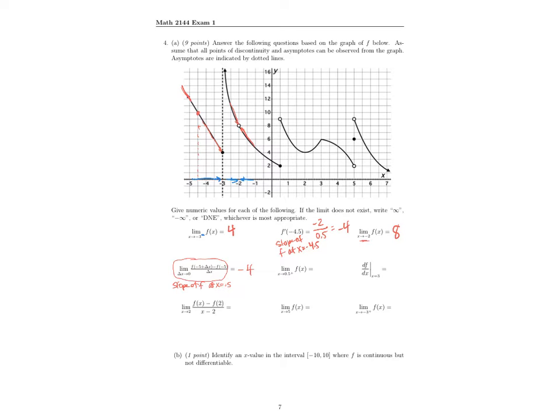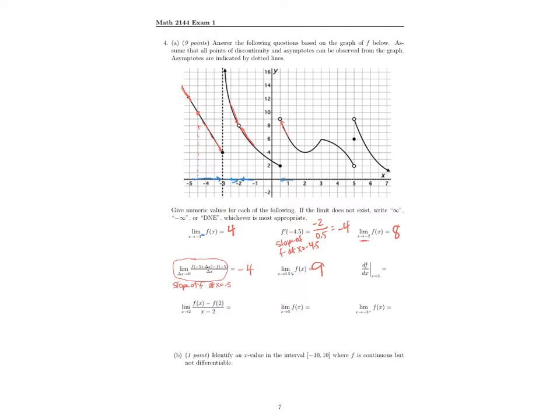This one says I'm looking at the limit of f as x approaches 0.5 from the right. So this is from the right-hand side. So as I approach 0.5 from the right-hand side, my y values are going up to 9. So 9 is the answer there.